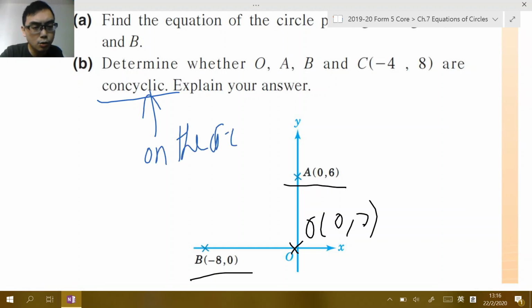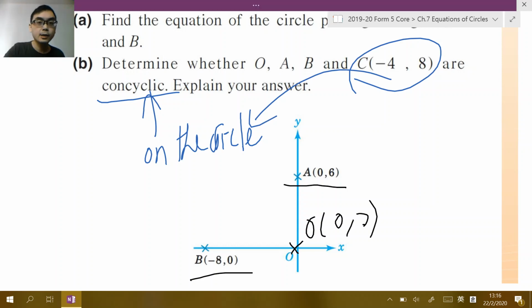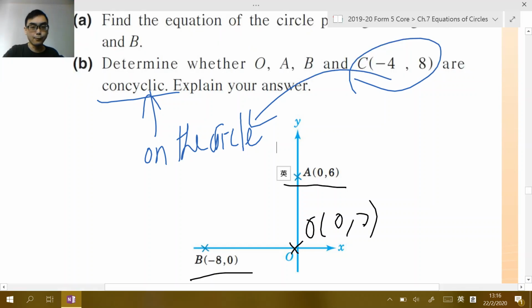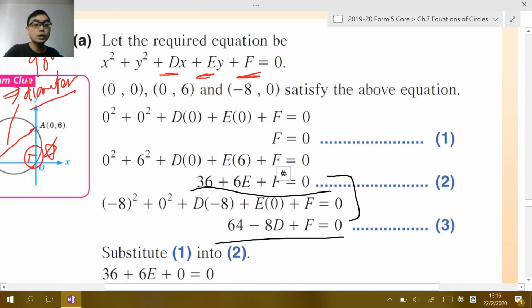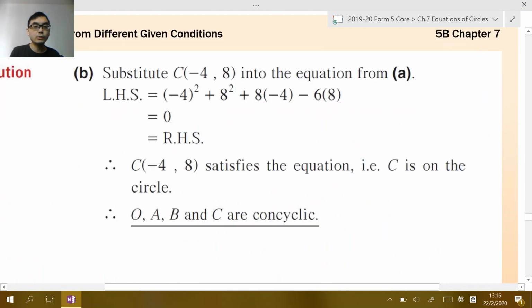So you don't need to use the geometric meaning this time, because when we want to check whether the points are on the circle, what we need to do is simply put this point into the circle equation to check whether it is on the circle. If it is, all the points are on the same circle, so they are concyclic. If C is not on the circle, it means that C is not on the same circle as O, A, B, so it's not concyclic. Okay, so don't need to use the proof that you learned in Form 4 because now we have got the equation, so we can check.